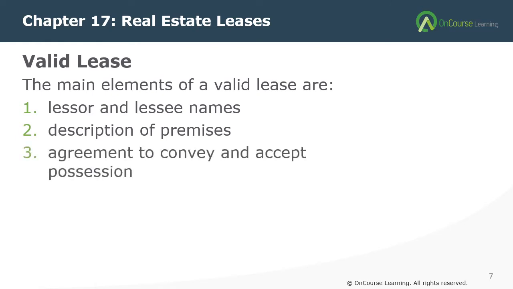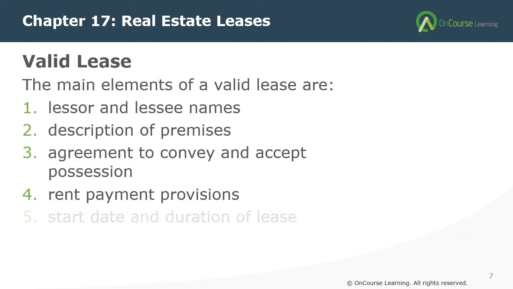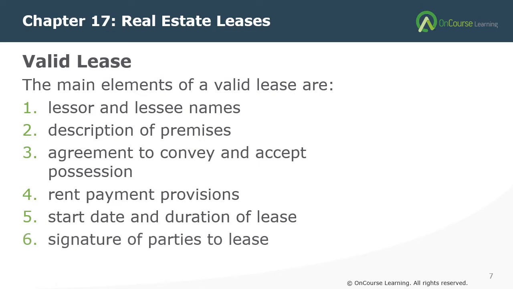Third, there must be an agreement in this lease to convey possession from the landlord to the tenant, and the tenant accepts possession. There must be some language concerning the rent payment provisions. How much? When is it due? Of course, there is going to be a start date and some mention of the duration of that lease, and the parties must sign. We must have the signature of the parties to the lease.